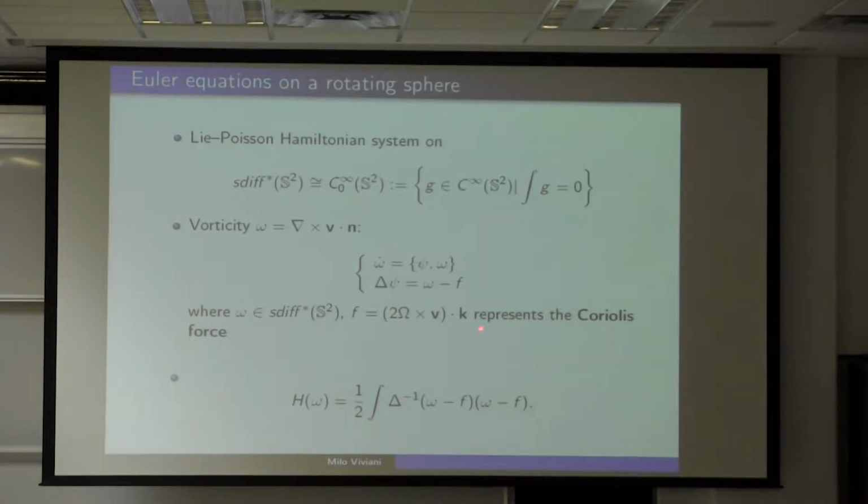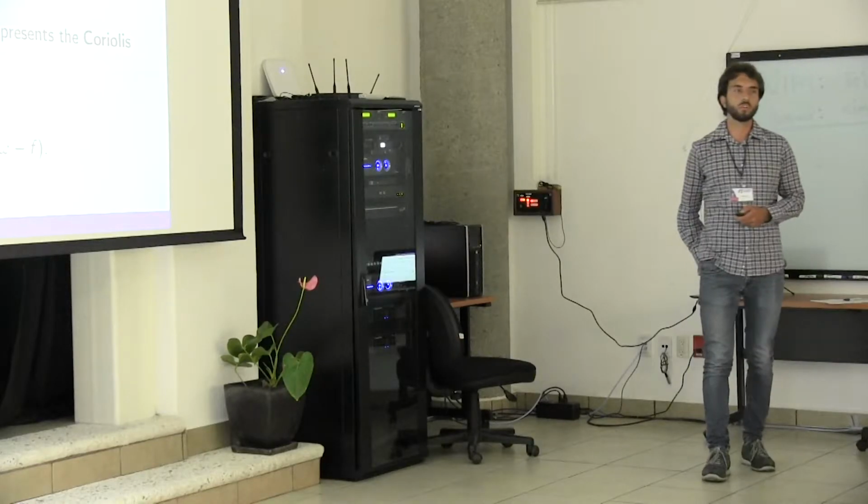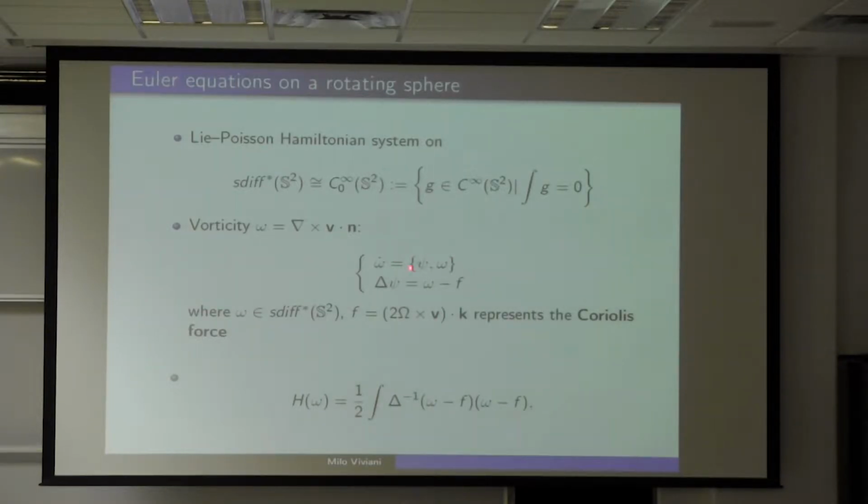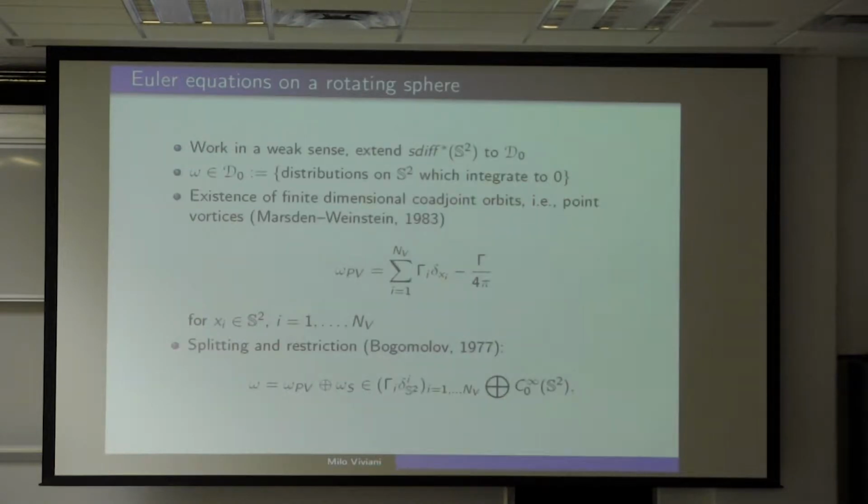And the Euler equations I looked at are those of the vorticity, and they are presented in this form, where these are the canonical brackets on the sphere. And so omega is our vorticity, and F represents the rotation of the sphere, the Coriolis force. The Hamiltonian of the system is this Hamiltonian here, where this is the inverse of the Laplace-Beltrami operator on the sphere, and the inverse is well defined because the kernel of the Laplace operator is just the constant functions. So everything is good here.